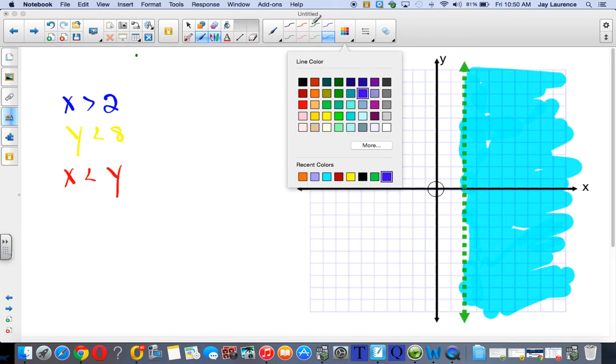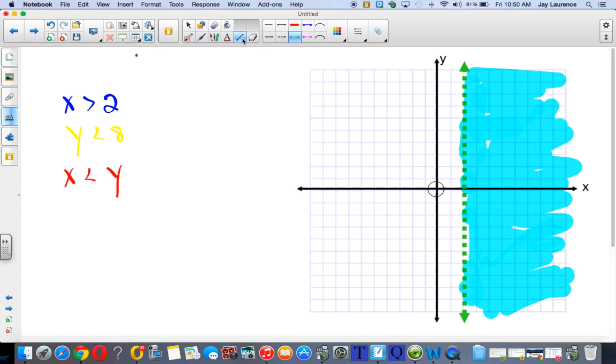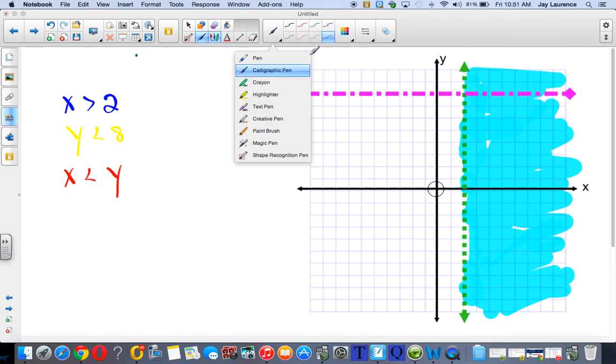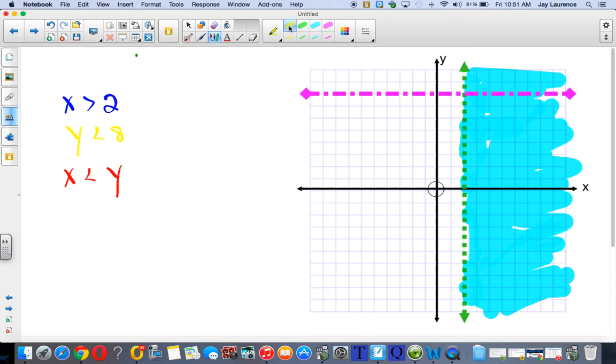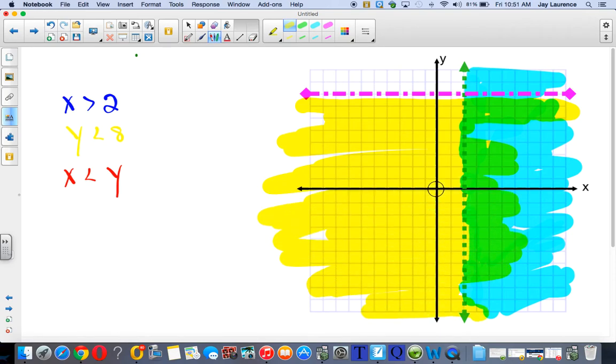Yellow. Well, that's just going to be a horizontal line that goes through 8. It's going to be something like that. And the shading for that one is less than, so it's going to be below the line. So I'm going to shade here. It's going to take up the whole graph, right? There we go.